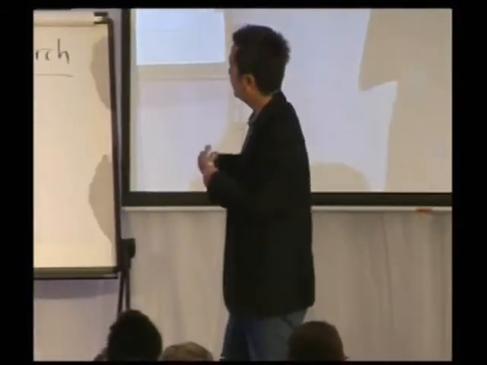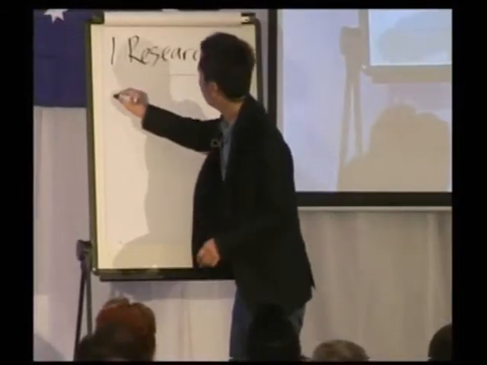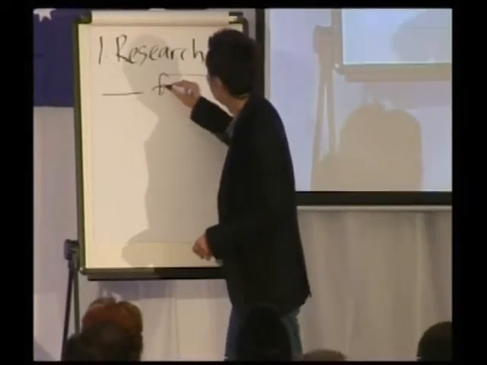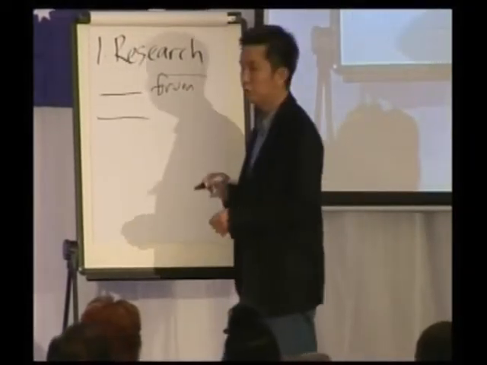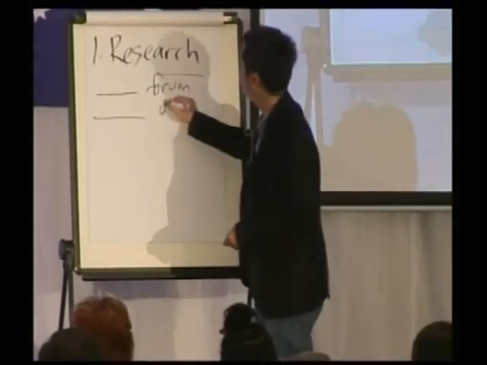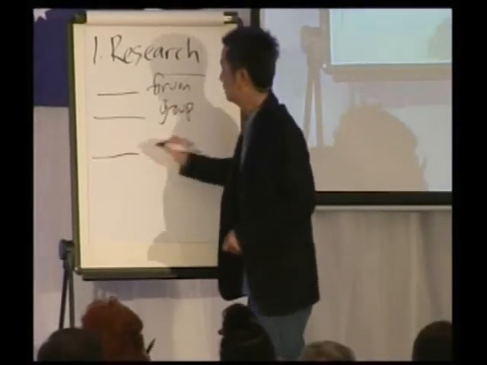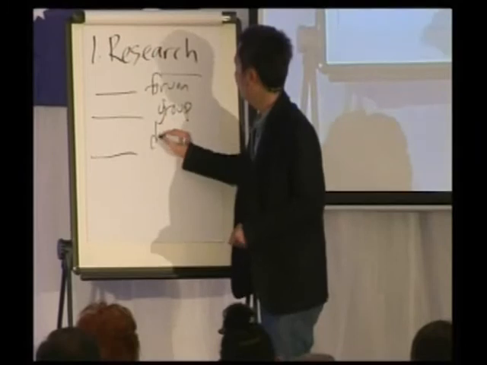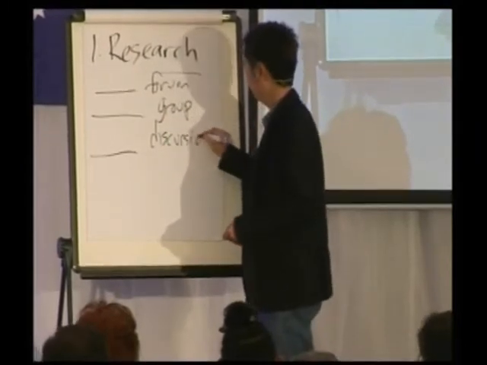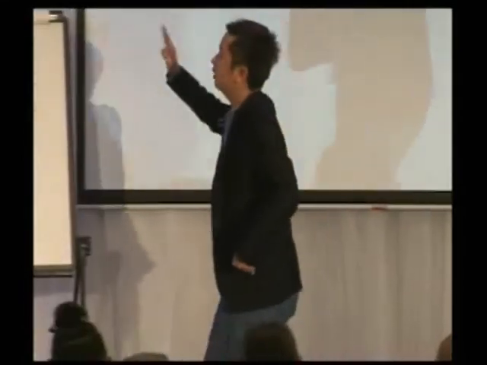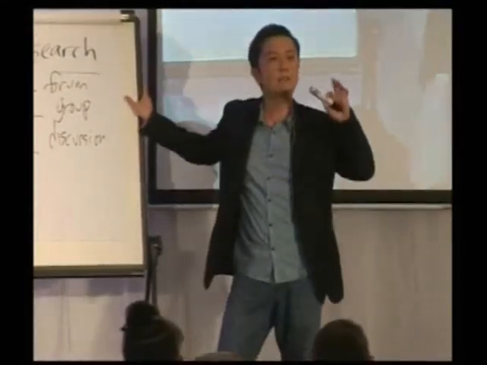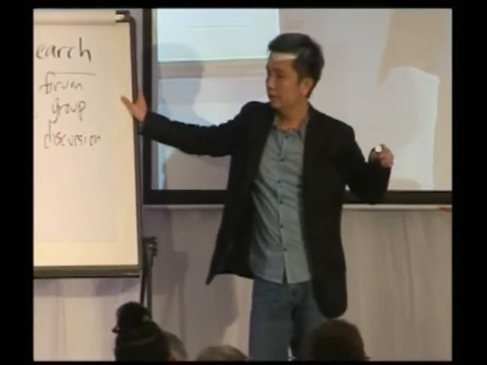All right, so here's what you do. Go to Google and do a search for your passion or hobby, followed by the word forum. Go to Google, search for your passion or hobby, followed by the word group. Go to Google, do a search for your passion or hobby, followed by the word discussion. When you do this search, do you agree with me that you'll end up finding a list of forums, groups, or discussions discussing your passion or hobby? Yes. Do you agree? Yes.